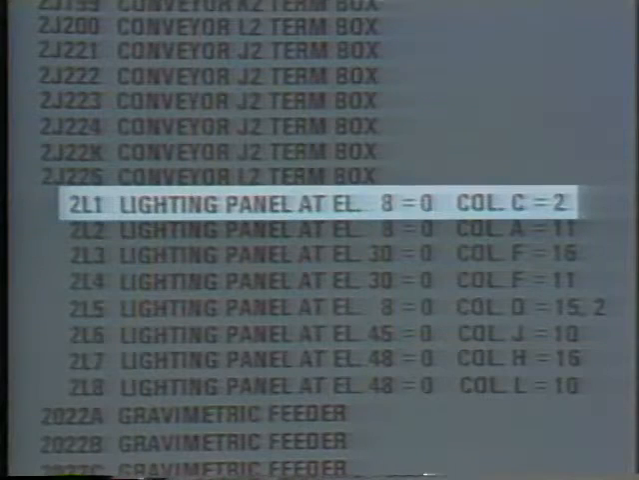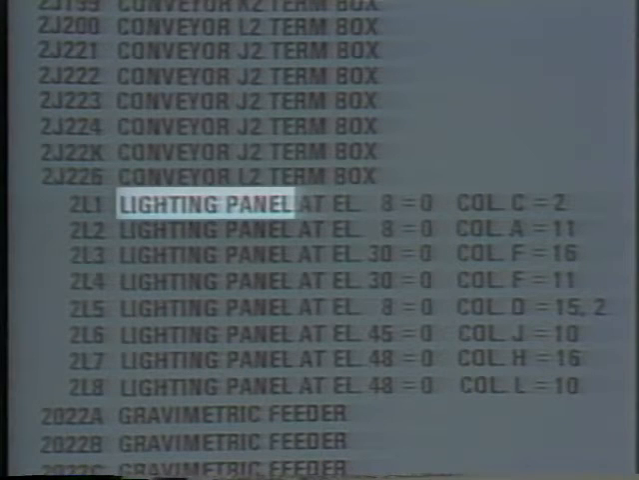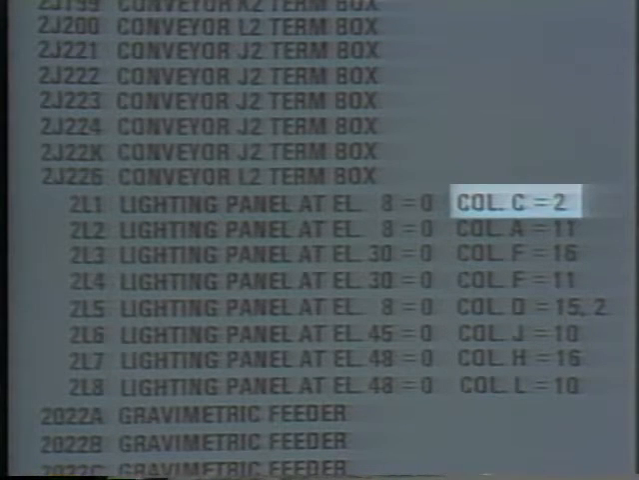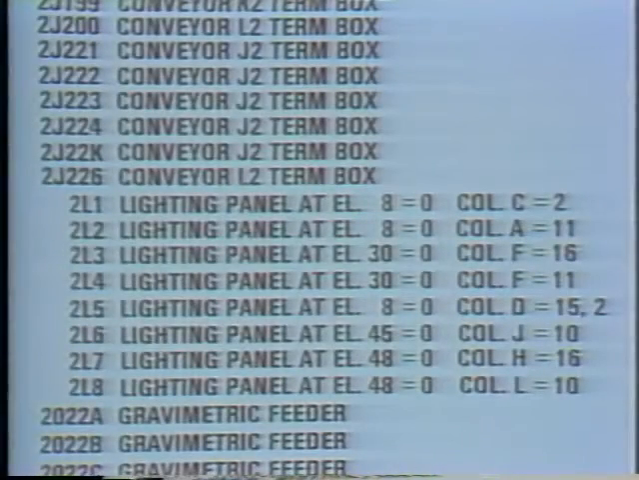Now that we've explained what each number and letter means, let's look at the example again. This example tells us that 2L1 is a lighting panel located at column C2, elevation 8 feet. We'll cover elevation and column numbers in depth later in this unit. But for now, let's talk about the equipment location index a little more.